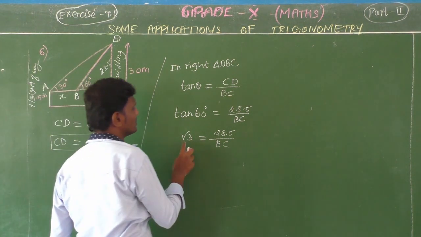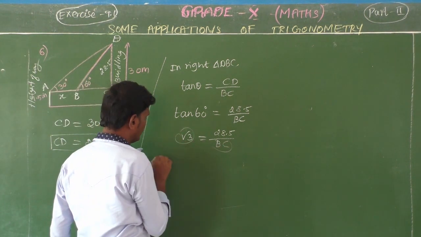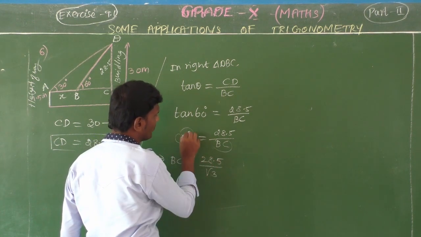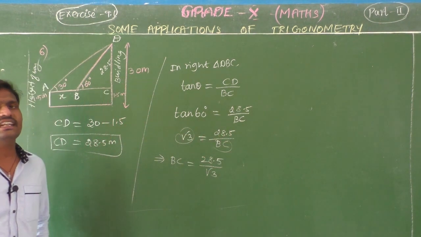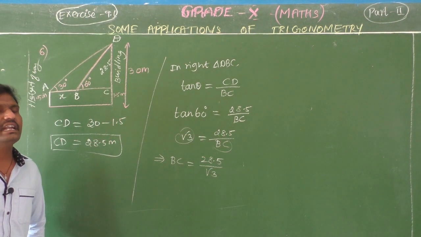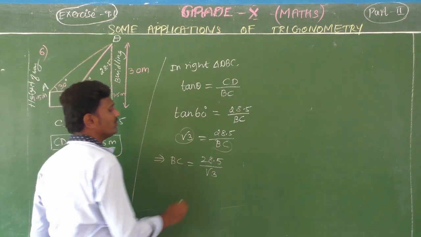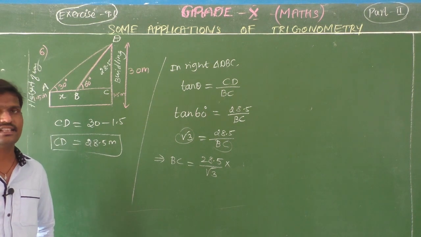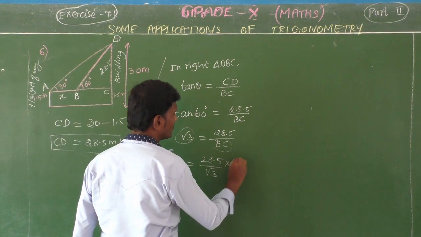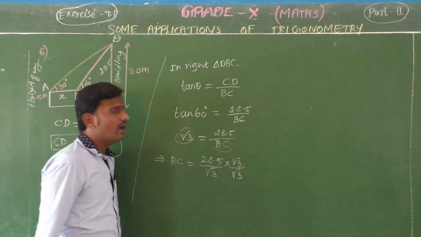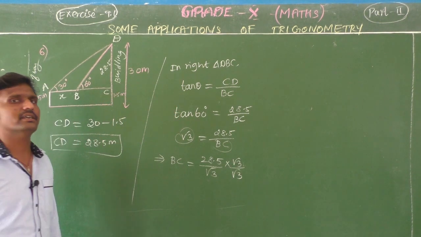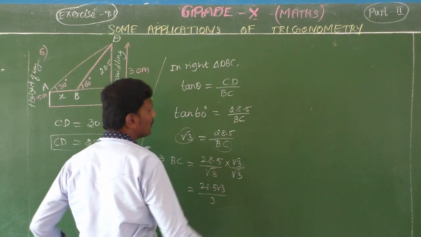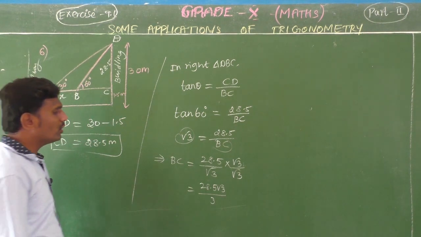Now I want to interchange the terms. So BC is equal to 28.5 divided by root 3. The BC that we want to move to the left side will come in the numerator. Here I am going to take a conjugate factor, that is, rationalizing the factor. Take root 3 and multiply both numerator and denominator, to get 28.5 root 3 divided by root 3 into root 3, which will be 3.